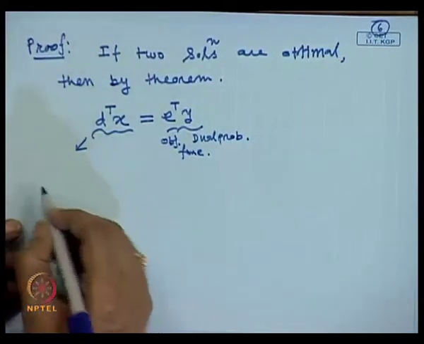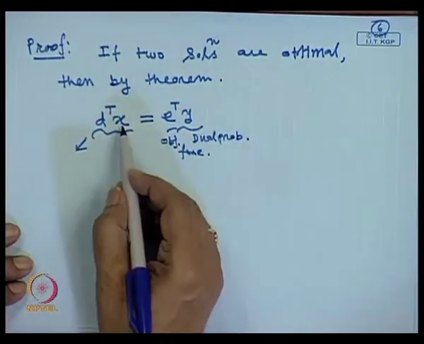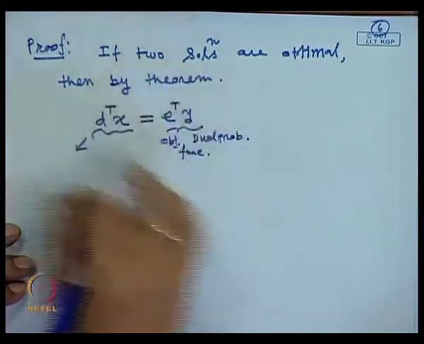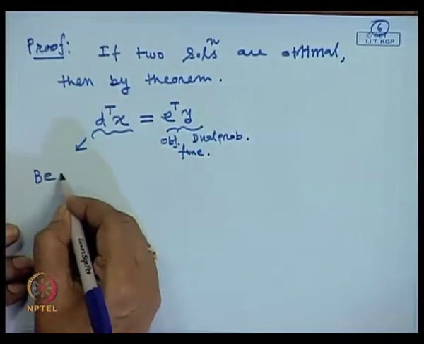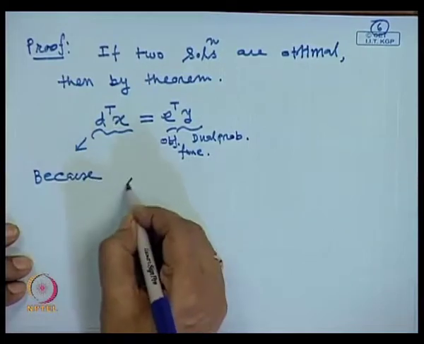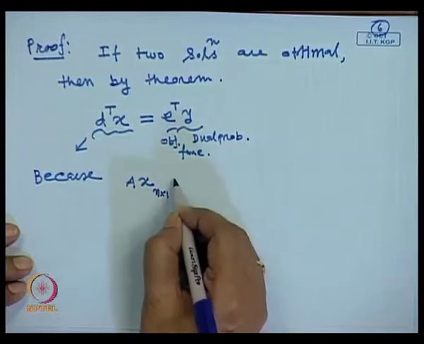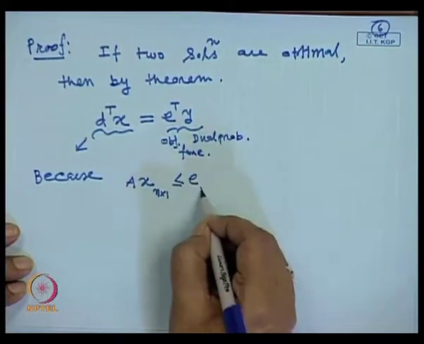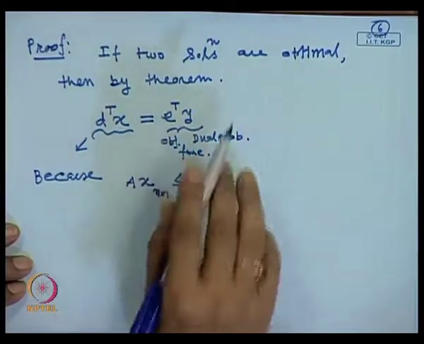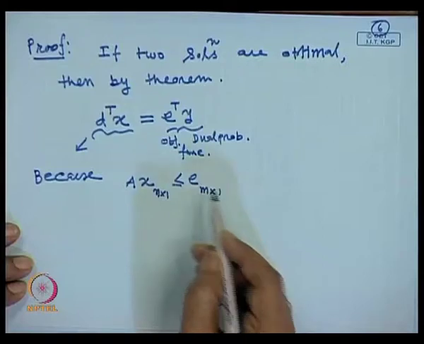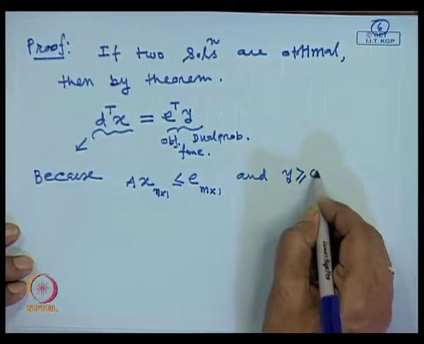We know that if x is the optimal solution of this problem, then x is a feasible solution, because we can write A x is less than or equal to E. Since x is considered an optimal and feasible solution, this is true, and not only this, in the dual problem y is greater than or equal to this.